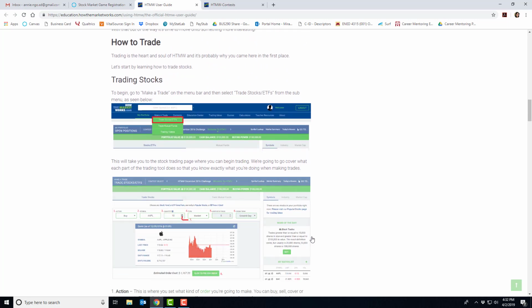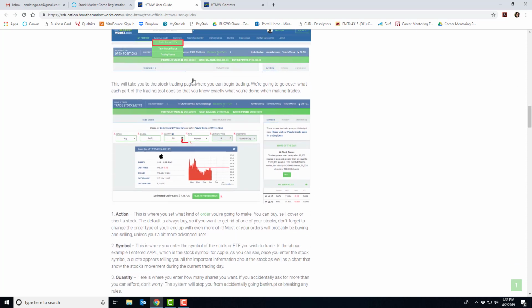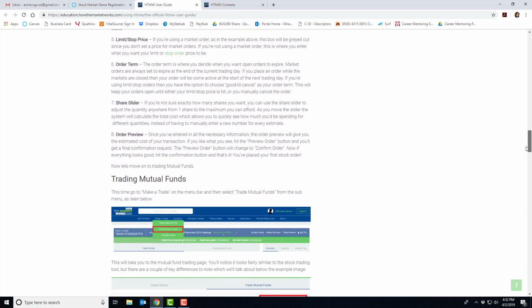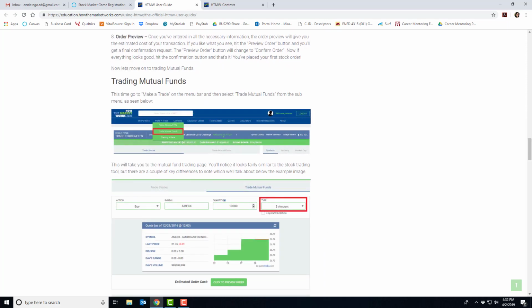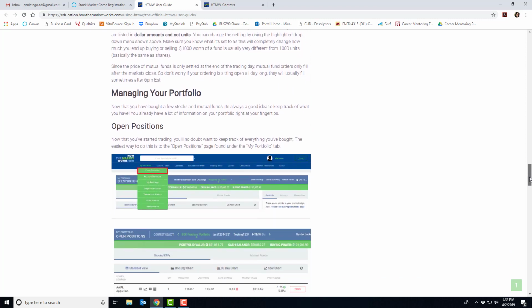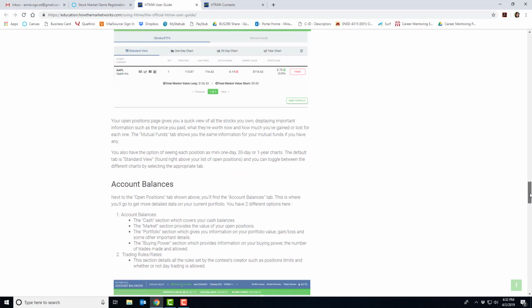If we scroll down, there's written instructions here on how to trade stocks. So while you're watching the videos, let's say you forget or you prefer reading through how to do the trading, you can just go to this user guide and look at it real quick with some example screens. I'm going to scroll down. Here's some instructions on trading mutual funds. Instructions on how to manage your portfolio. And again, all of these activities you're doing through the videos and articles. This is just another resource as you navigate the game.